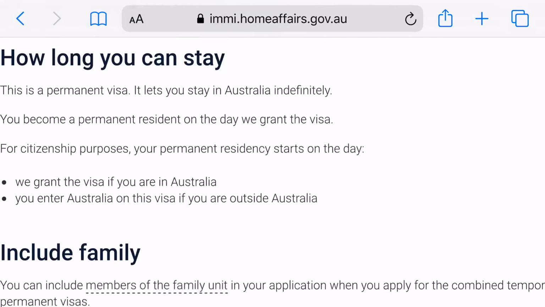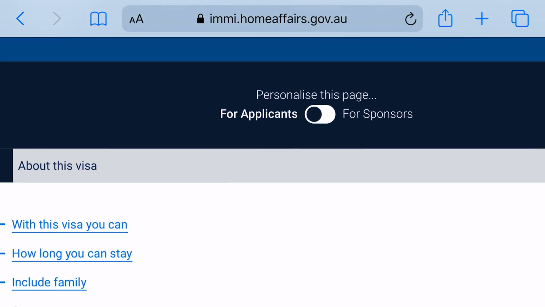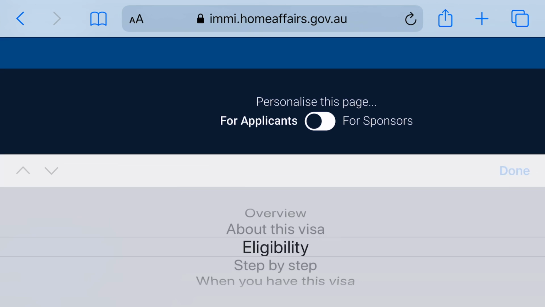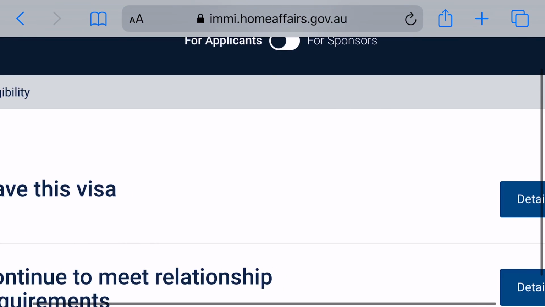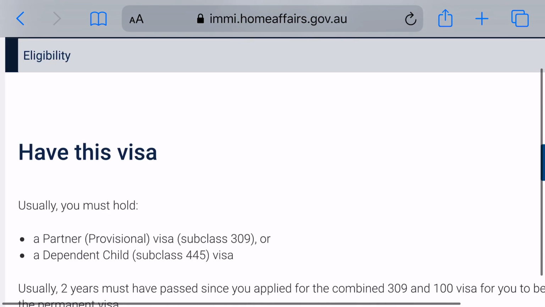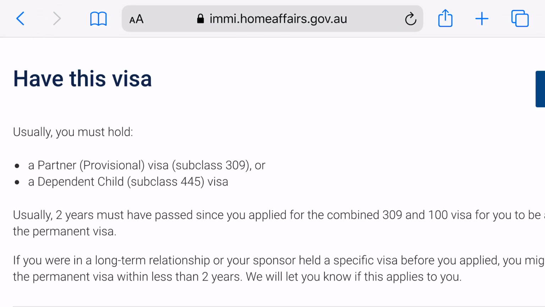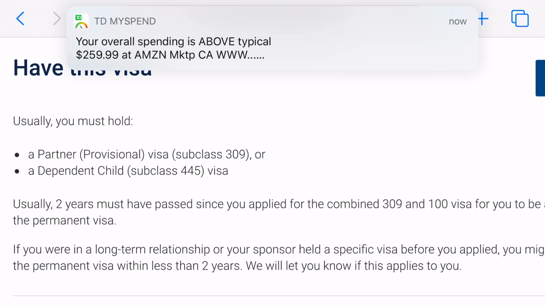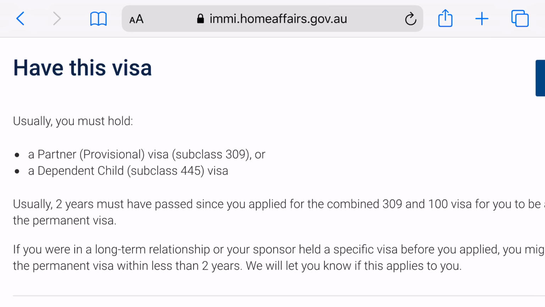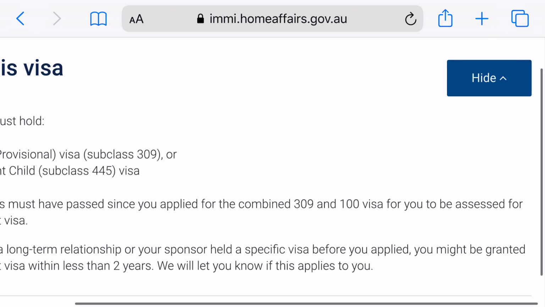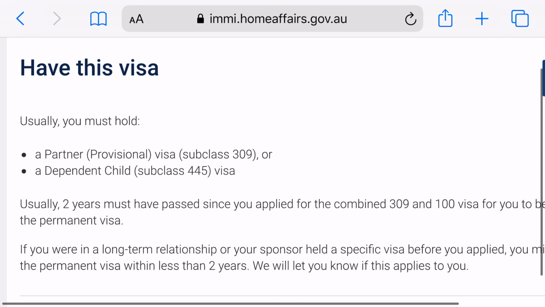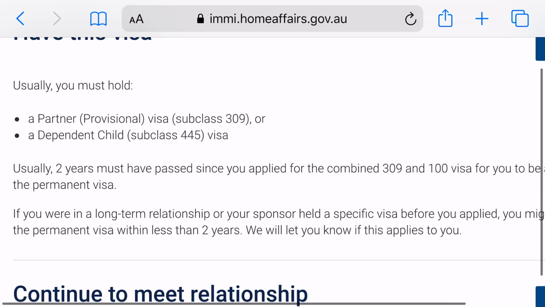Okay, and in the Australia visa, the visa label is free. Now eligibility: you must have this visa, 309, or dependent child if applicable, 445. Usually 2 years must have passed. Yes, this is the number I was talking about initially. Usually 2 years must have passed since you applied for the combined 309 and 100 visa for you to be assessed for the permanent visa.